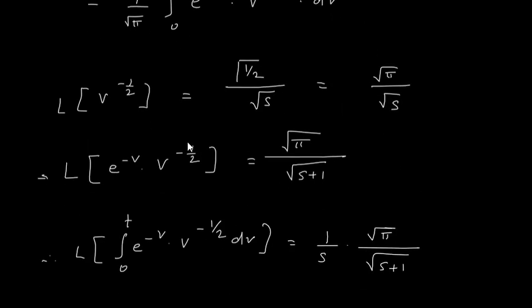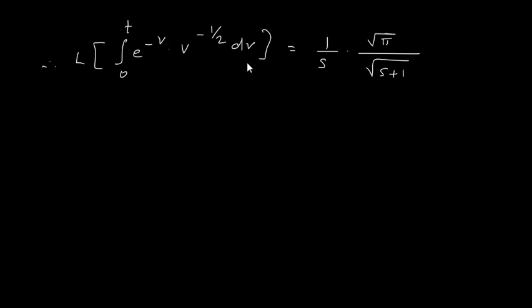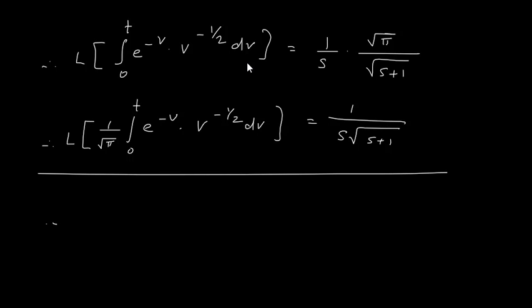Now error function of root t is 1 upon root pi into integral 0 to t. So this is the definition for error function. If I multiply by 1 upon root pi, then Laplace of 1 upon root pi integral 0 to t e power minus v into v power minus half dv, dividing the whole by root pi, will be 1 upon s into root of s plus 1. So therefore I will say that Laplace of error function of root t is equal to 1 upon s root of s plus 1.